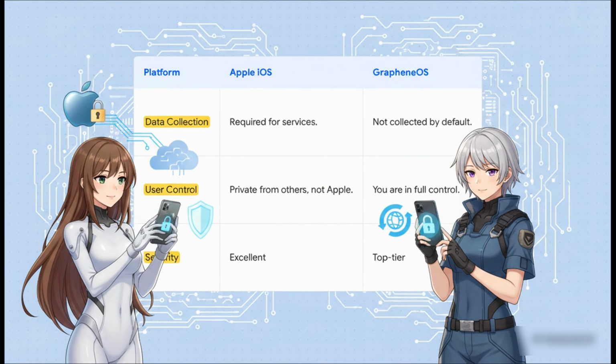So, how does this compare to Apple, the other big name in security? Well, both have a fantastic security foundation, no question, but the philosophy is completely different. With Apple, you're private from everyone except Apple. Their whole ecosystem requires you to hand over tons of your data to them. With GrapheneOS, there is zero data collection by default. You, the user, decide what gets shared, if anything ever does. It's a fundamental difference in who's in control.